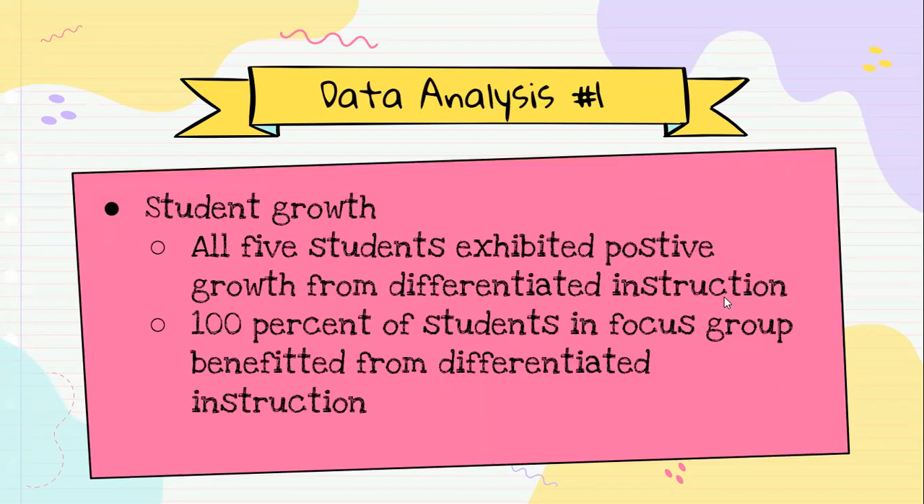So for data analysis number 1, based on the progress monitoring, every single student in the group, as previously stated, showed significant growth throughout their time using differentiated instruction. So 100% of the students in the focus group benefited from this. So it's interesting data to analyze, as it shows only positive results and academic growth. So this is a good piece of data to use when working with colleagues and sharing information with colleagues in regards to the importance of differentiated instruction in the classroom.